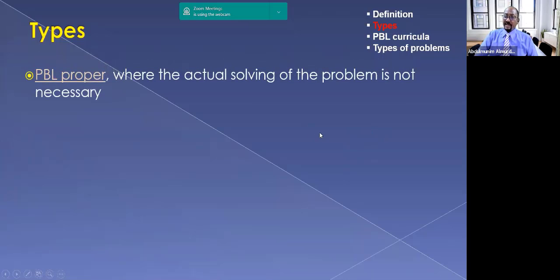Now, there are two types. The first one is called problem-based learning proper. Proper means students learn through the problem.